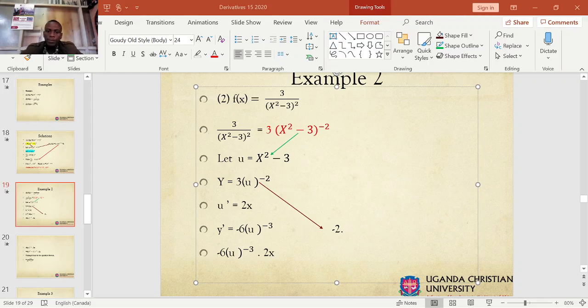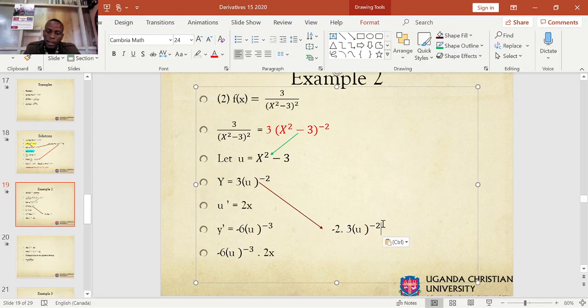Alright, so we are multiplying by the power, which is negative 2, into that 3u, and then there's this power thing which I need to bring down.